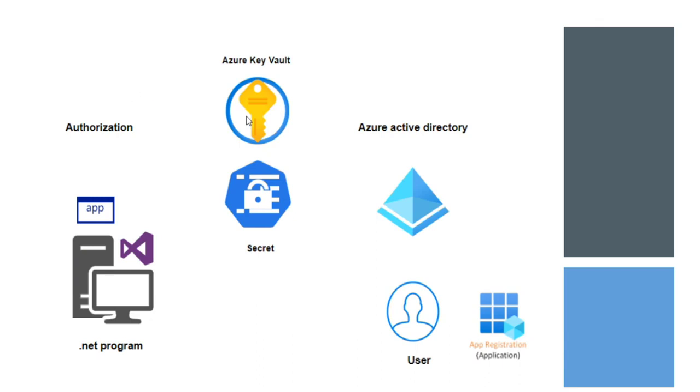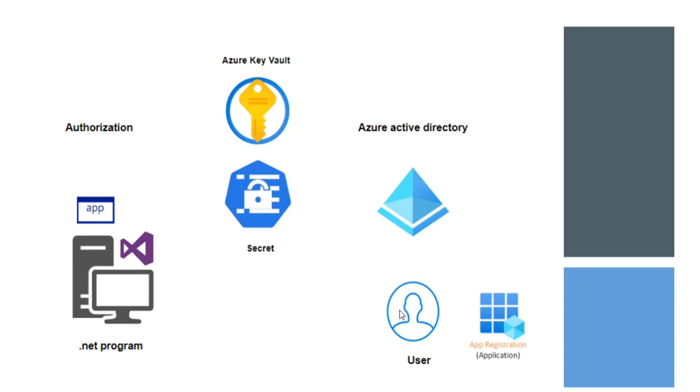To access the Key Vault from the local machine, we are going to use Azure Active Directory. There are two options we can use here. First, we can create a user in Azure AD and assign this particular user to Key Vault so we can access it.